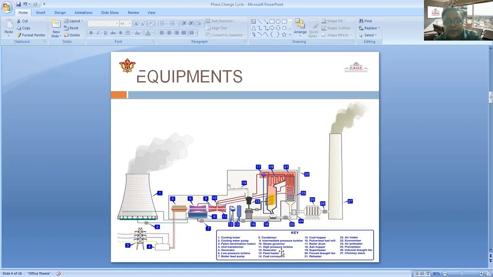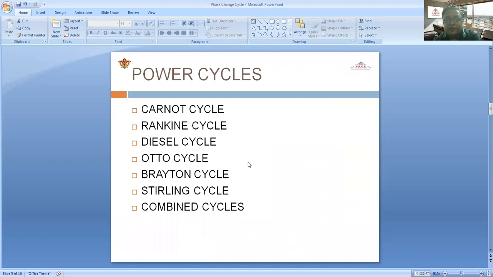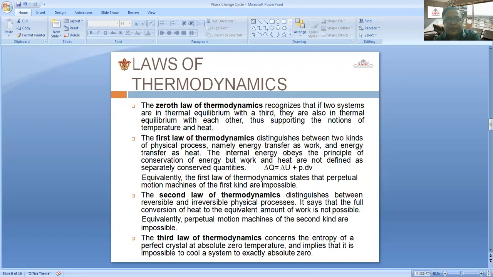Number 19 is the superheater device, which superheats the steam supplied from the boiler side. The boiler drum, number 17, is used for carrying water and absorbing heat from the fuel, converting the water into steam form. These are the power cycles used in the thermal power plant: Carnot cycle, Rankine cycle, diesel cycle, Otto cycle, Brayton cycle, Stirling cycle, and the combined cycle. These are the laws of thermodynamics: zeroth law, first law, second law, and the third law.